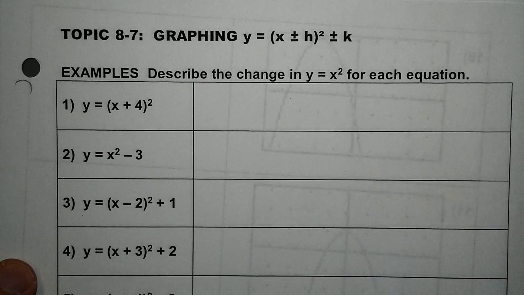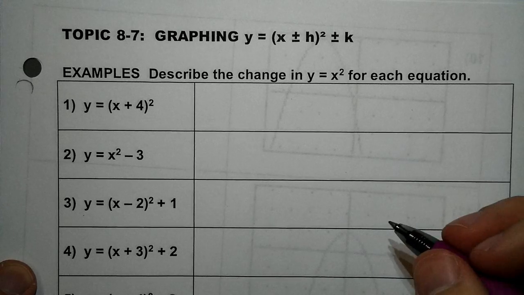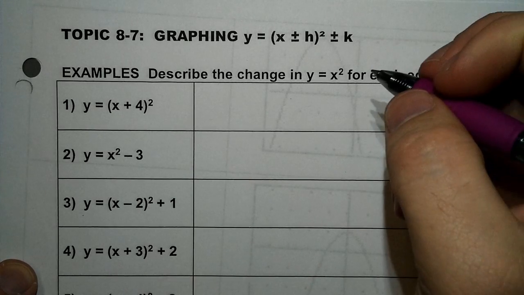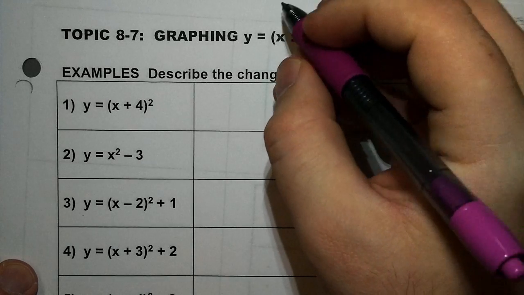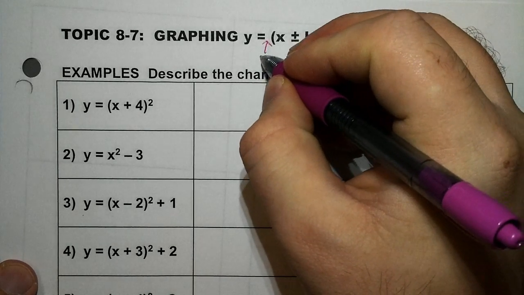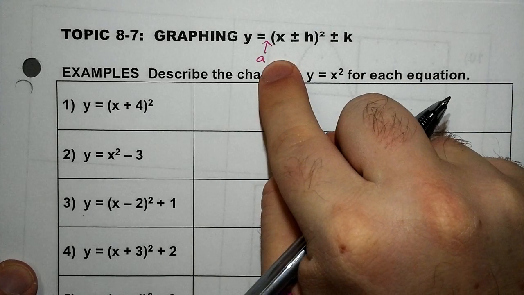Alright, our first few examples say describe the change in y equals x squared for each equation. Well, first we've got to look at the a value. Now if you want to, you can add in the letter a right there, just so you can see this is where we always look first.